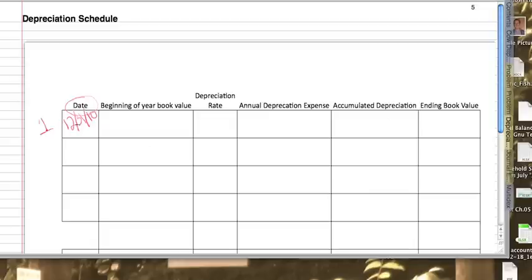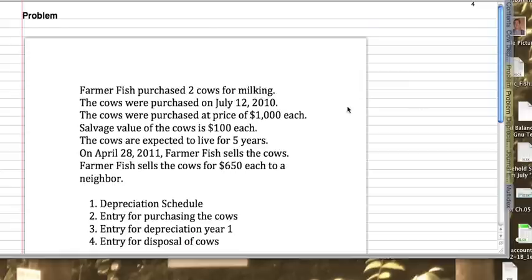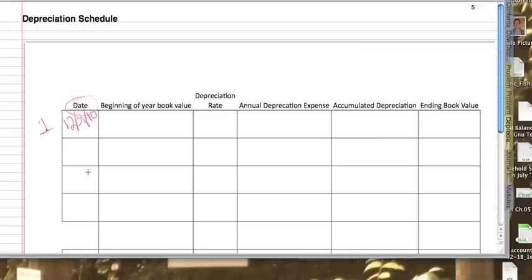The first thing we're going to look at is the date column, and what we do for the date column is we always record this thing called the adjusting journal entry for depreciation on the last day of our fiscal year. And so that's why I've put December 31st of 2010 in here, because if you look back at the problem, we bought the thing right here, July 12th of 2010, so the last day of that fiscal year, we're assuming it also follows the calendar year, is December 31st.